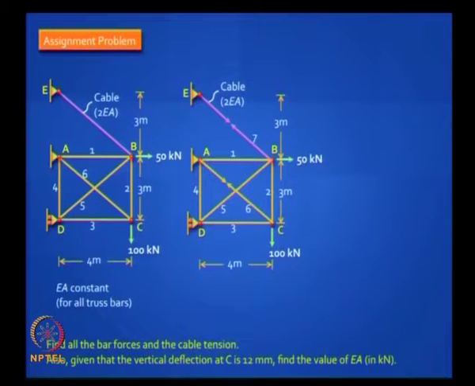You need to choose 2 redundants. One, clearly you can choose the cable itself, and the other one could be any bar. Let us say bar number 6, the diagonal. So you cut these 2 elements and you can number them. So let us say x1 is the unknown force in the bar number 6, and x2 is the unknown force in the cable, which is element number 7. Is it clear? Assume tension positive.